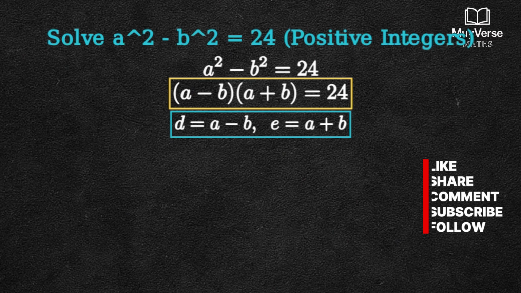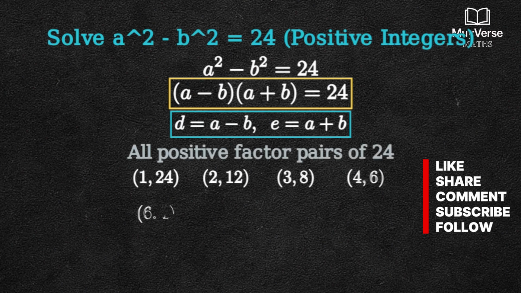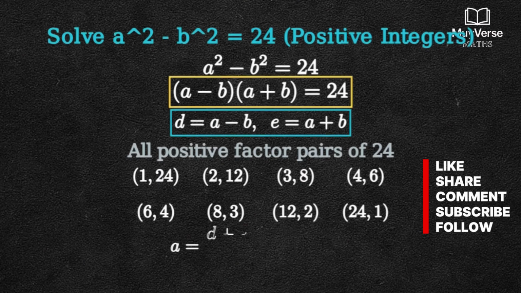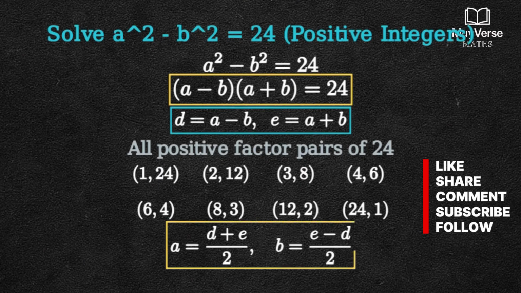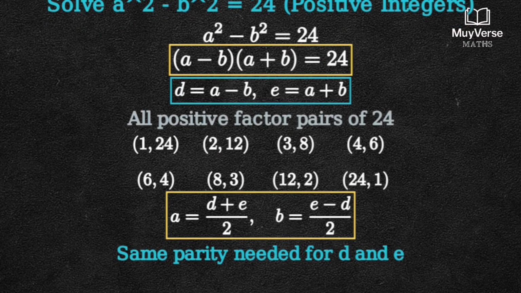Step 2. List all positive factor pairs of 24 for d times e. We show them all in a grid. Step 3. Enforce the parity condition. Since a equals (d plus e) over 2 and b equals (e minus d) over 2, d and e must have the same parity so that d plus e and e minus d are even.